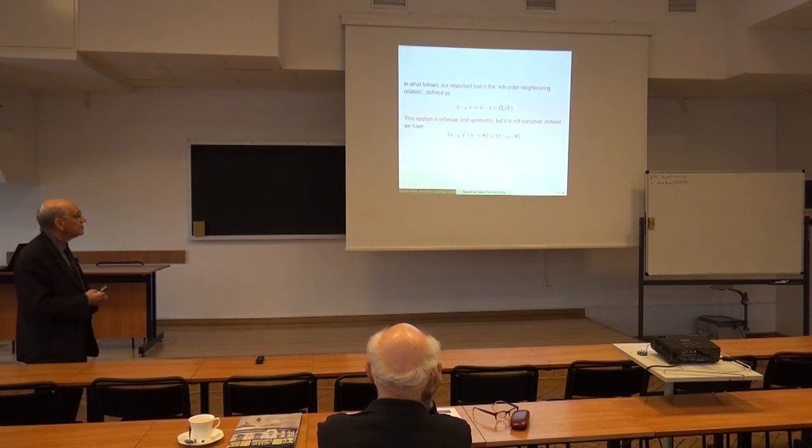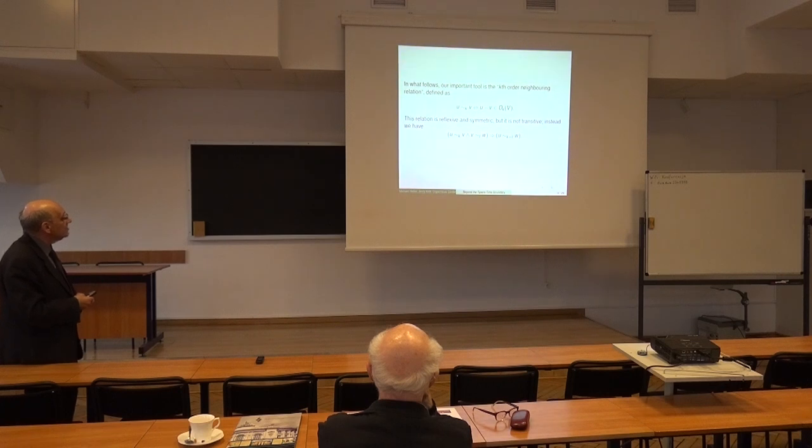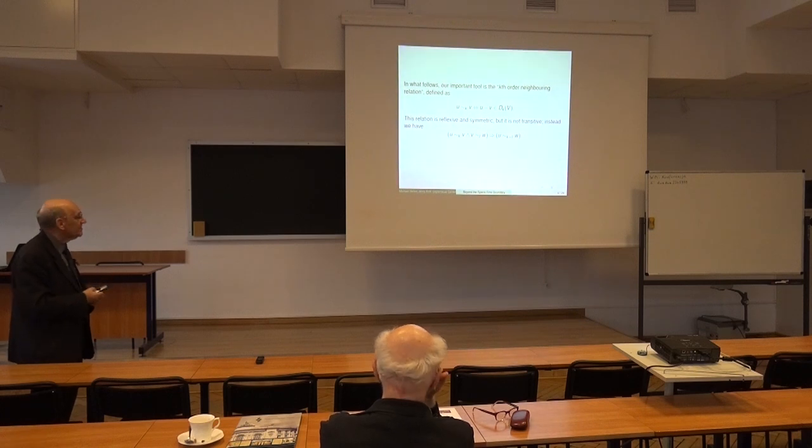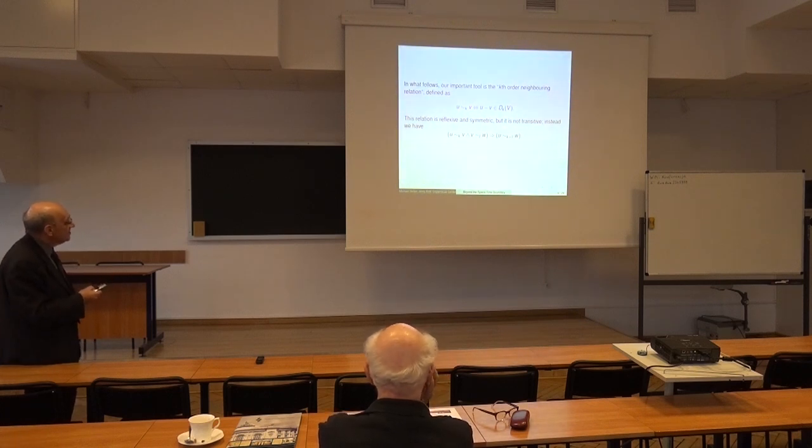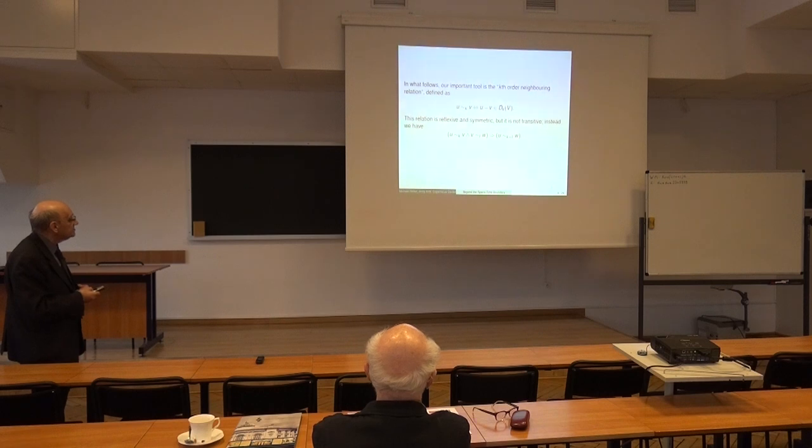And now a few tools which will be necessary for us. In what follows, our important tool is the kth order neighboring relation defined in this way. We take two vectors of the finite dimensional vector space, and they are k-related if the difference between them belongs to these infinitesimals of the kth order. Please contemplate this relation for a while, because we will operate with it quite often. So we take two vectors and they are so close that the difference between them is infinitesimal of kth order.